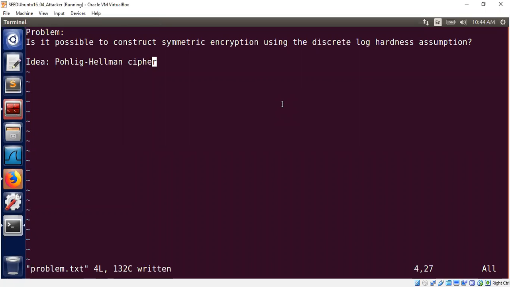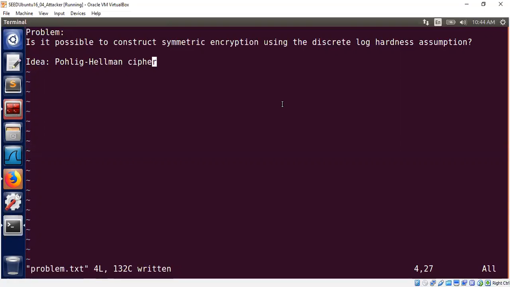Today I will talk about a problem related to symmetric encryption. The question I'm trying to answer is the following. Is it possible to construct symmetric encryption schemes using the discrete log hardness assumption? I will explain briefly what a discrete log hardness assumption is later. But the core idea turned out to be very interesting, and it was developed back in the mid 1970s.